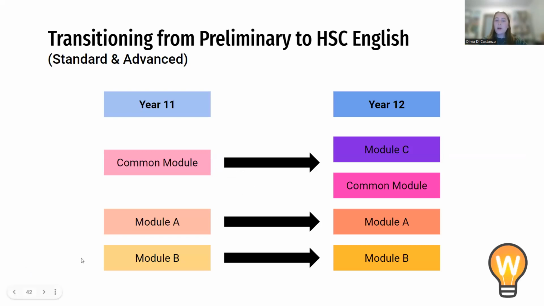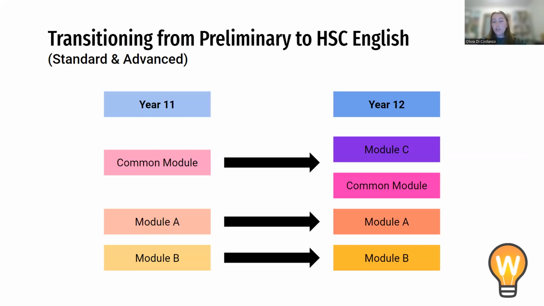Now, at the moment, that probably sounds like a bit of an information overload, but essentially what you need to take away is that for standard and advanced English, the modules in Year 11 prepare you for Year 12 very nicely. And so each kind of Year 11 module feeds into its respective Year 12 module.